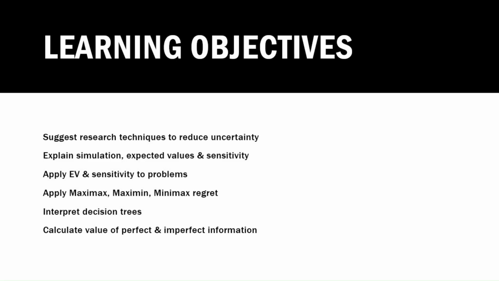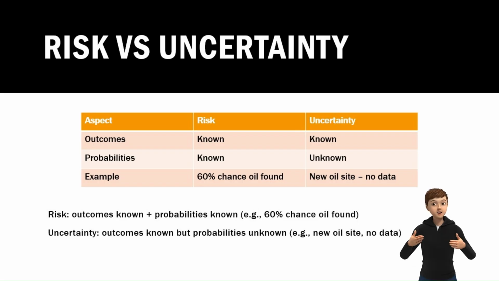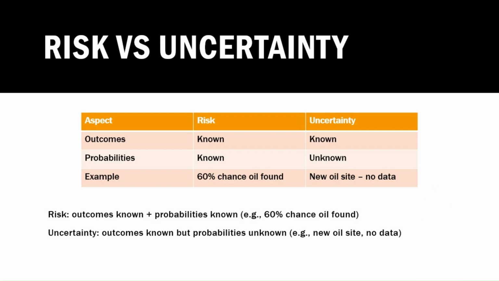Let us begin with the difference between risk and uncertainty. Risk means we know the possible outcomes and we can assign probabilities to them. For example, there is a 60% chance of finding oil. Uncertainty means we know the possible outcomes, but we cannot assign probabilities. Imagine drilling at a brand new site with no data at all. The key difference is whether probabilities are available.